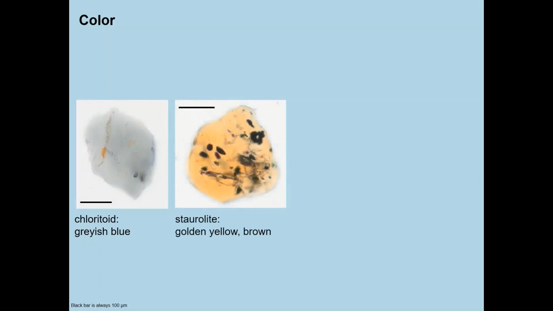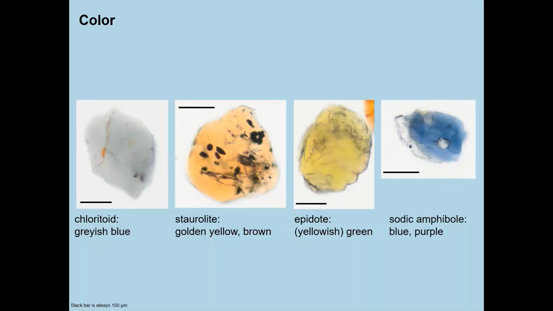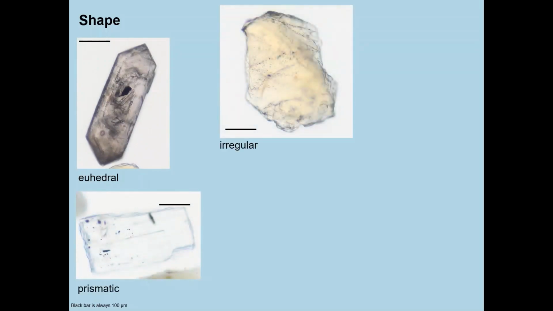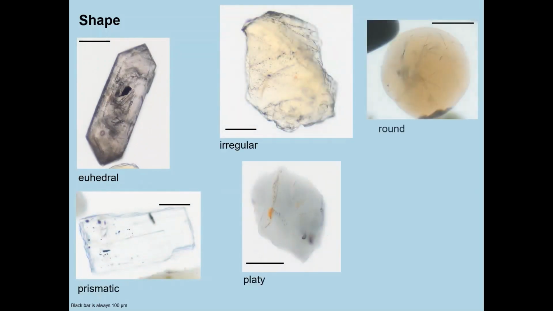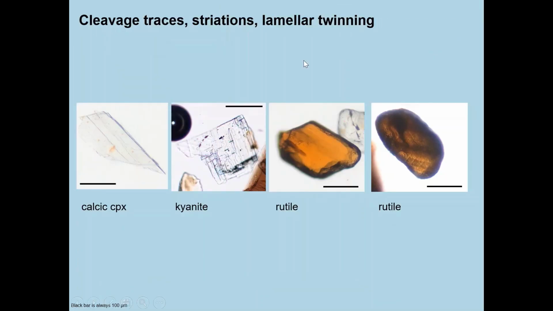Color is rarely diagnostic for most heavy minerals. However, there are some exceptions. For example, the grayish-blue chloritoid, golden-yellow staurolite, green epidote, and blue sodic amphibole. Then you describe the shape of the mineral. Grains may be euhedral, prismatic, irregularly shaped, platy, round, or angular. Next, you will look for any linear features, such as these cleavage traces, striations, or lamellar twinning features.